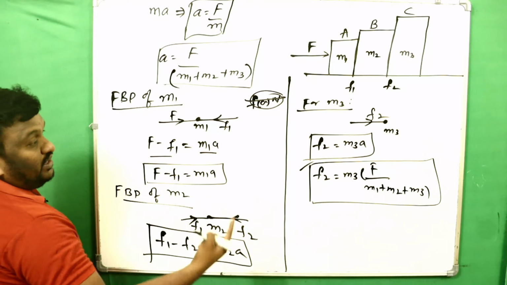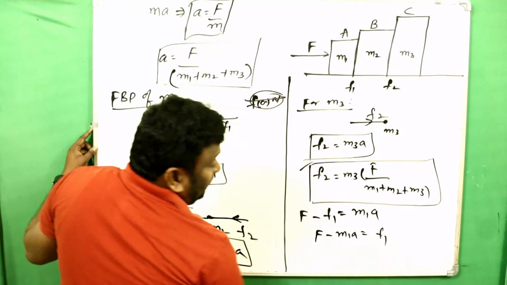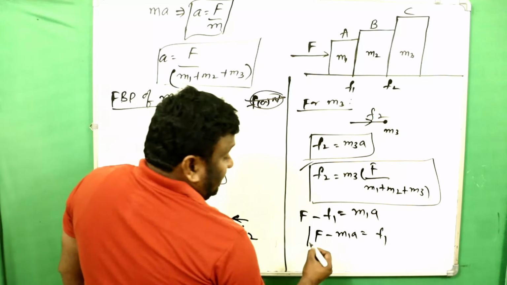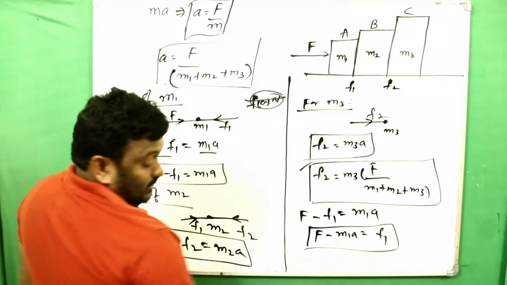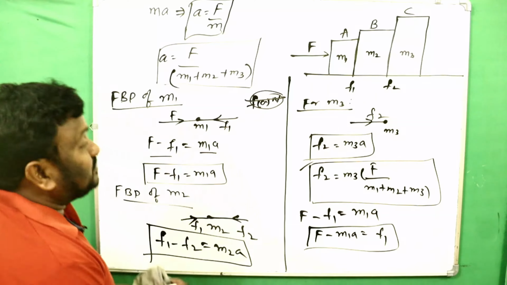Let's see. F minus f1 is equal to m1a. Bring the m1 across: F minus m1a is equal to f1. So this is the equation of f1. Then you have to substitute the value of a. Let's substitute it. We need some space, so I am erasing. F minus m1 times a, where a is equal to F by m1 plus m2 plus m3.